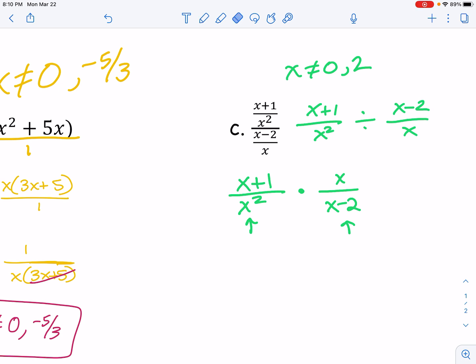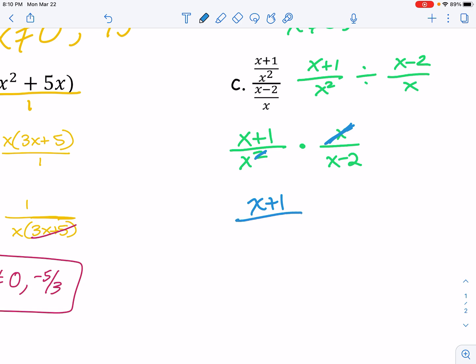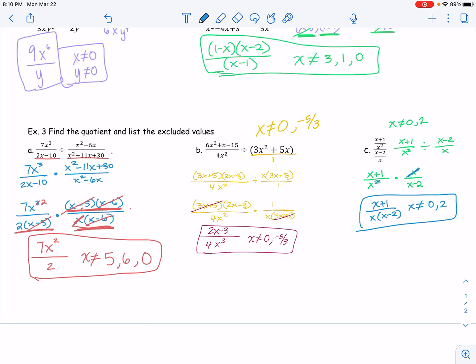Okay. And then the last thing I want to do is see if anything cancels out. And so for us, we cannot cancel the x plus 1 and the x minus 2, but I can cancel this x with one of those x's. And so now we're just left with x plus 1 over x times x minus 2, where x cannot be 0 or 2. Final answer.